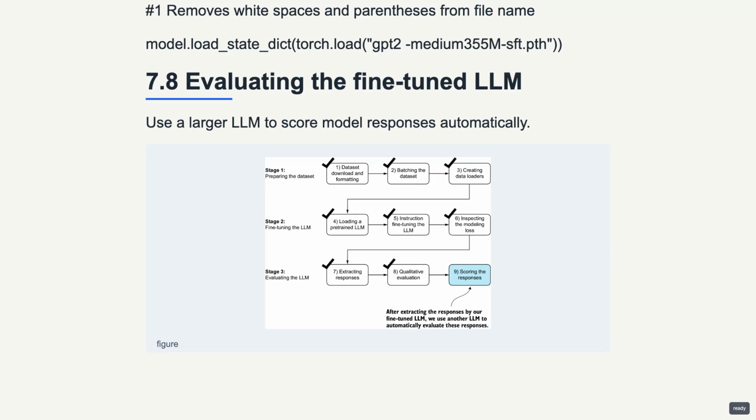Track the 3 stages in the pipeline. The fine-tuned model produces responses, the test set provides the reference answers, and a separate LLM assigns scores to those responses. That final scoring step turns a qualitative check into something we can measure.